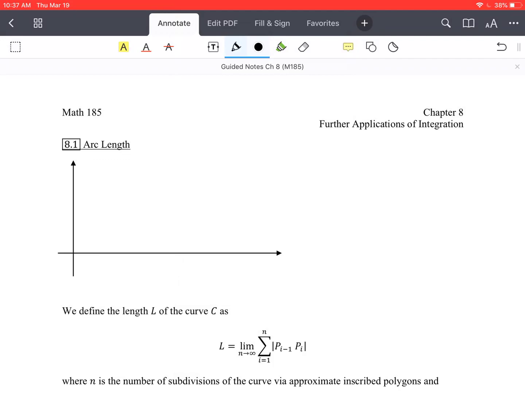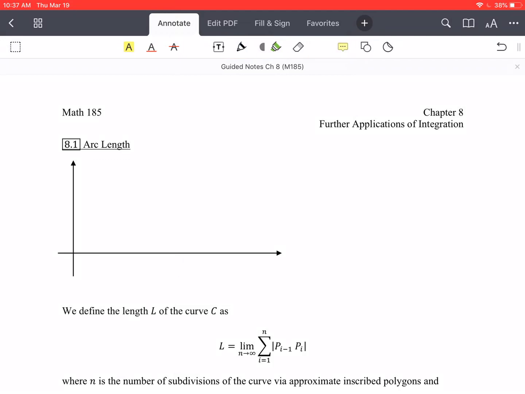So we're going to be moving into chapter 8 today, talking about applications of integration. If you don't already, go ahead and get those guided notes out. They're posted on the Canvas page, so if you're going to use your technology, or print them out and write on them, or just follow along as we go, we are going to be using those guided notes throughout the chapter, so make sure you have those ready to go.